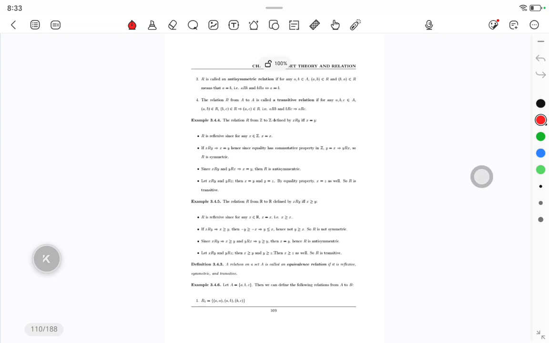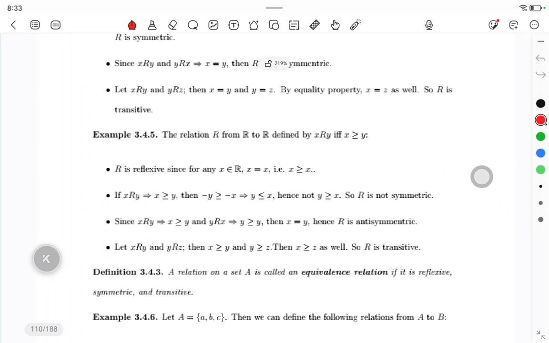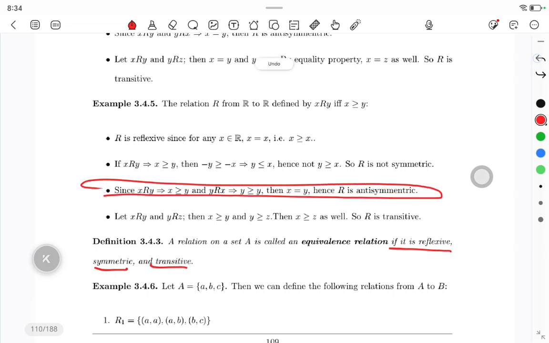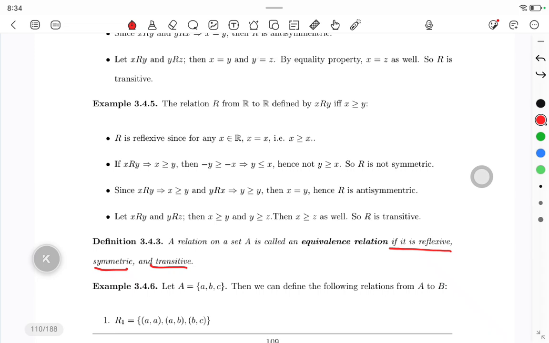So now let's see. I think these are the first 2 examples here. Now, here we come to an equivalence relation, right? They say that a relation on a set A is called an equivalence relation if it is reflexive, symmetric, and transitive. So here we exclude the idea of antisymmetric. So we no longer check antisymmetric. You see, right? So we only focus on reflexive, symmetric, and transitive.